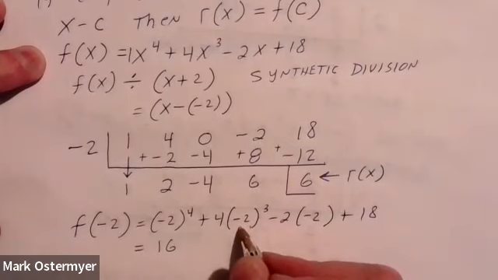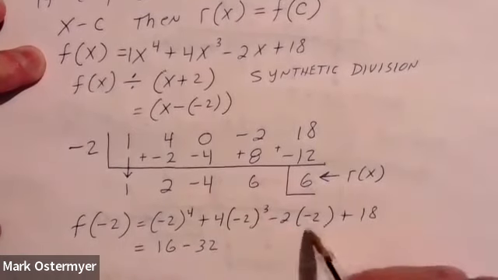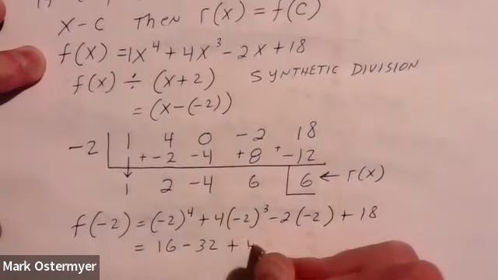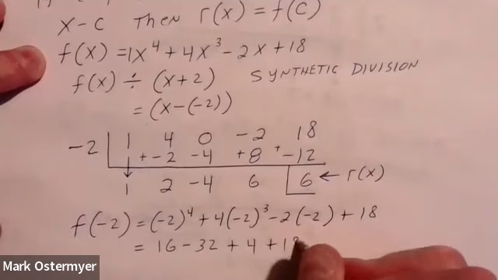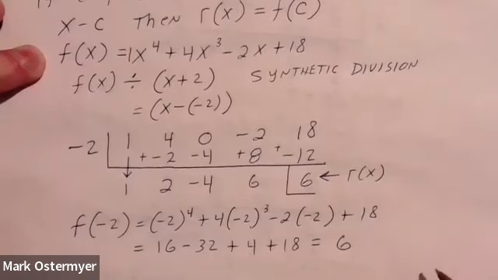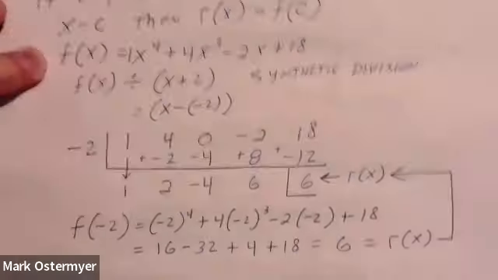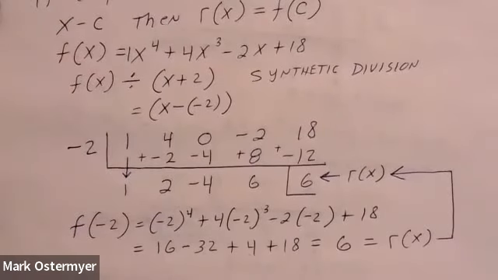This is -2 to the 3rd power, which is -8, and -8 times 4 is -32. -2 times -2 is +4, and then we have +18. Combining all these numbers, this is -16, +4 is -12, +18 is going to give us 6. What's the significance of this 6? When I evaluated my polynomial function at -2, this 6 is equal to the what? The remainder. You see that there? It's equal to the remainder, because that's not a coincidence. That's what the remainder theorem predicts and guarantees.